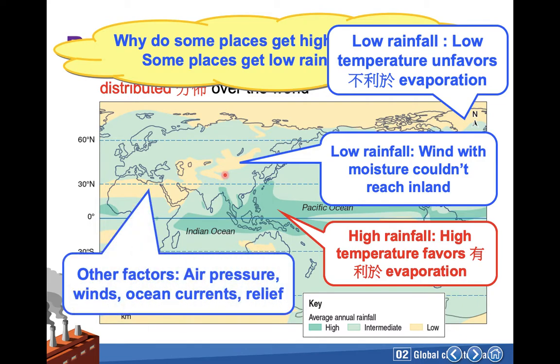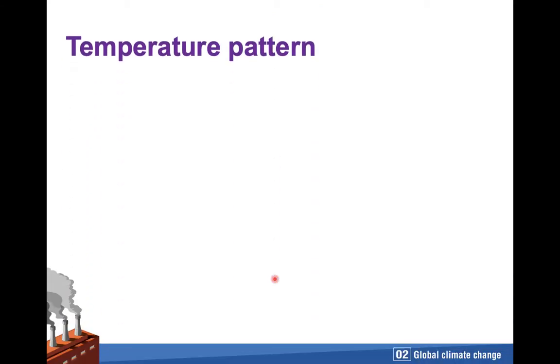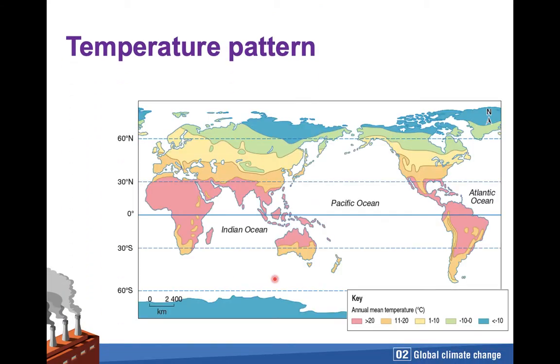Some other factors also affect the rainfall pattern, such as air pressure, winds, ocean currents, and relief. If you want to know more about this, in grade 7 we don't discuss these factors much, but we will mention them in the senior grades. So if you have interest, you can study geography in grade 10. That was a quick revision of last lesson's content.